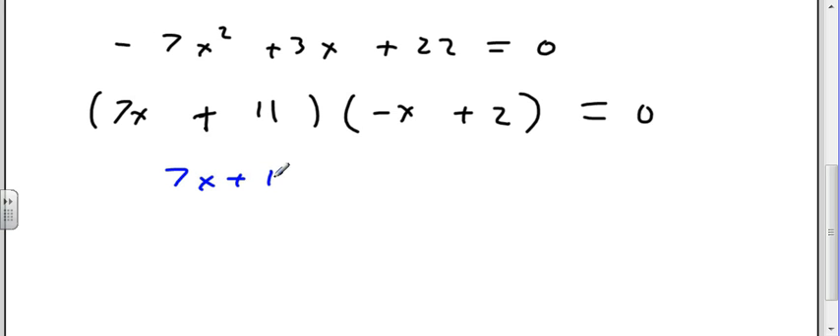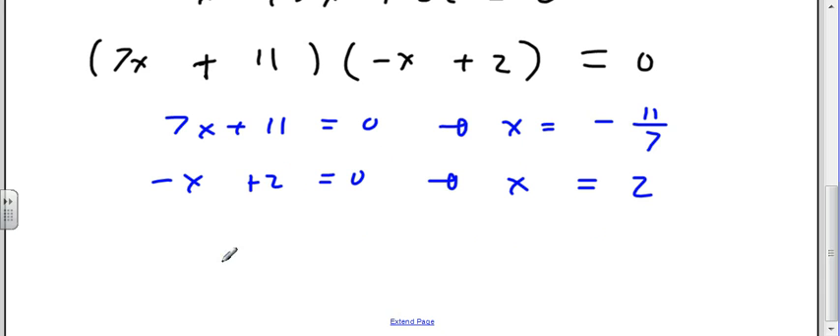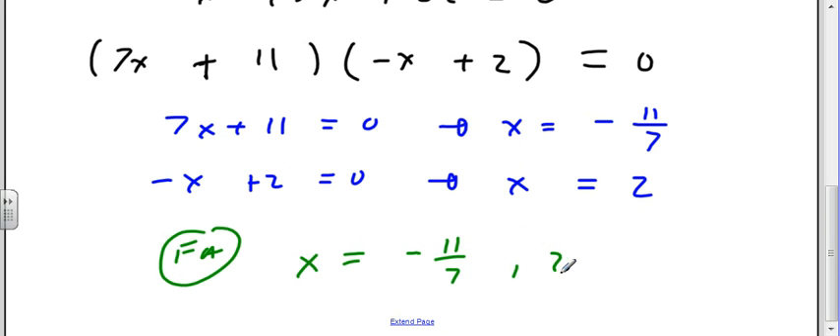All right, now I've got that 7x plus 11 can be 0, implying that x can be minus 11 over 7. And I got that minus x plus 2 can be 0, implying that x can be 2. Okay, so now I got a final answer. Final answer, x is equal to minus 11 over 7, or 2.